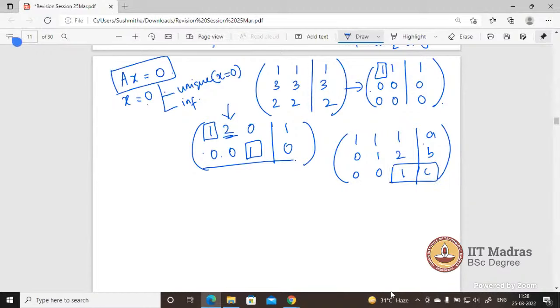If it's a reduced echelon form and every column is having a pivot, then I can always convert it to reduced echelon form, right? Okay. Yeah. Fine. Yeah. Thanks. So you see the advantage, right?